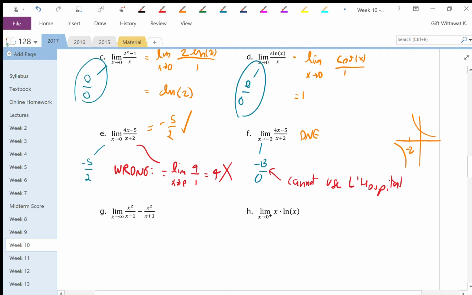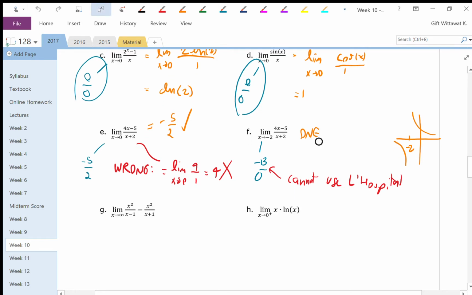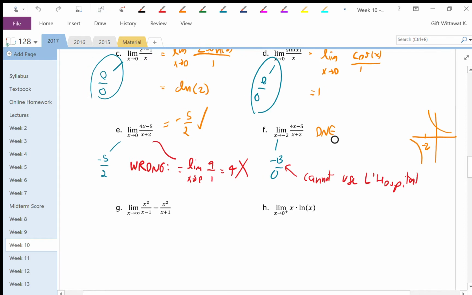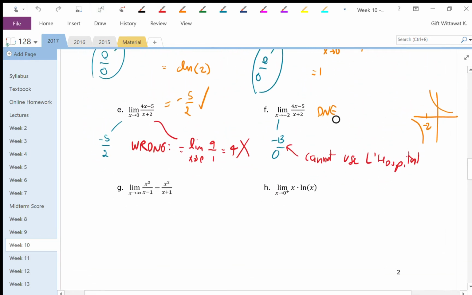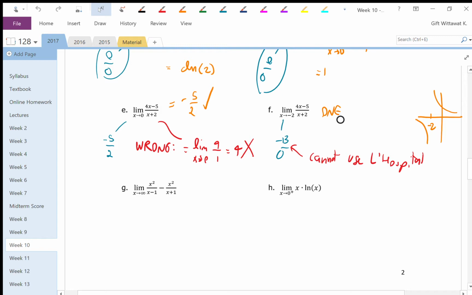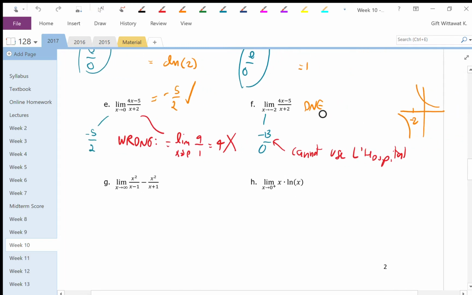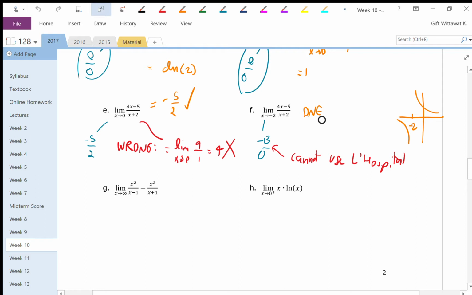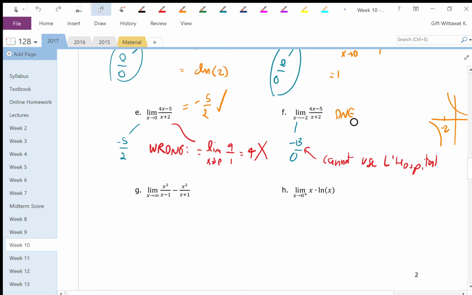Let me now try the next one. I have something a little more complicated now. I have the limit when x goes to infinity of x squared over x minus 1 minus x squared over x plus 1. So this guy doesn't just have one fraction, it has two fractions. But let me actually plug in infinity to see what I'm going to get. I'm going to get infinity over infinity minus infinity over infinity.